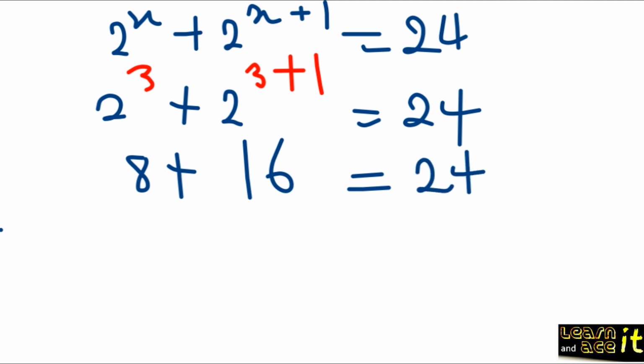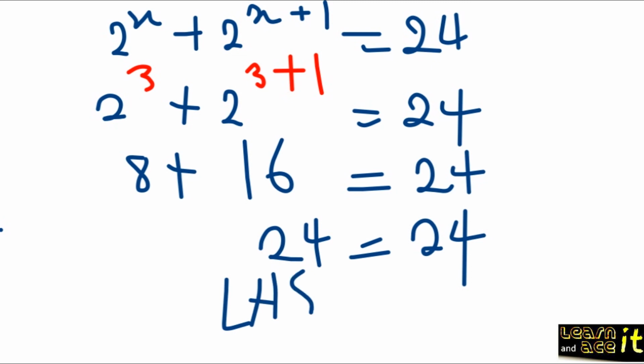So we are trying to see if our left hand side will give us the same answer as the right hand side, which is in this case 24. All right, so what is 8 plus 16? That will give us 24 there. So in this case, our answer is definitely correct, because our left hand side is equal to the right hand side.